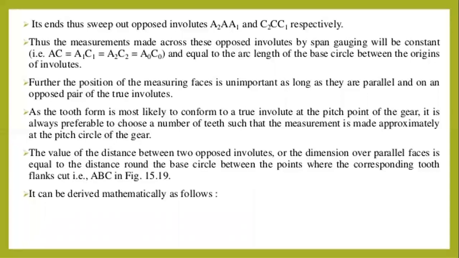Then we have to take measurements across these sections, that is, the opposite involutes. By span gauging, the distance will be constant, that is, AC is equal to A1C1, A2C2 and A0C0. So these are all the constant points.